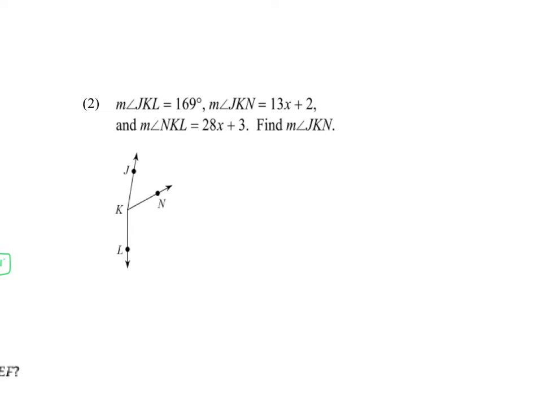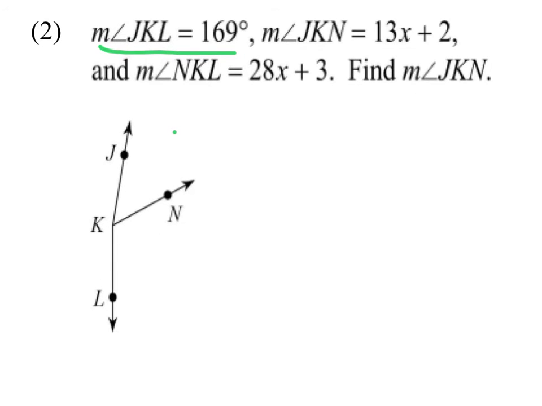Let's go on to the next example. In this example, the measure of angle JKL is 169 degrees. The measure of angle JKN is 13x plus 2. And the measure of angle NKL is 28x plus 3. Find the value of angle JKN. So the first thing we do is we label our image. So I know JKL is 169, so I start at J, go to K, and then end at L. So I know that my whole angle is 169 degrees. And that's a whole.